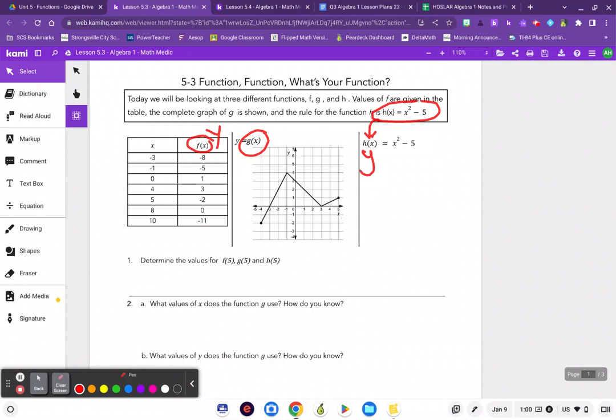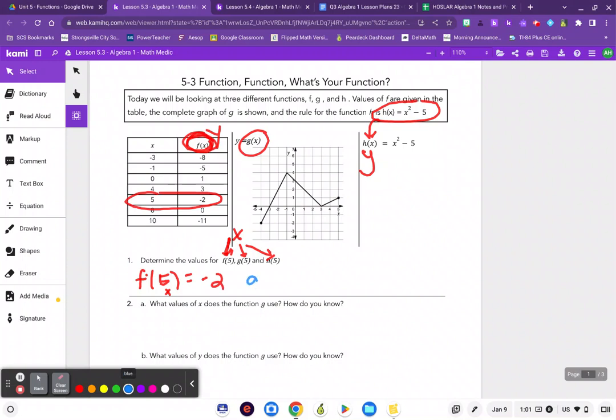Problem 1 says determine the values for f of 5, g of 5, and h of 5. And so recall that if I have that number in parentheses, that's really an x value. All of these 5s represent an x value. And so in f of 5, that means I want to look at the f table. I want to look at when x is 5, and I want the y answer, so that would be -2.